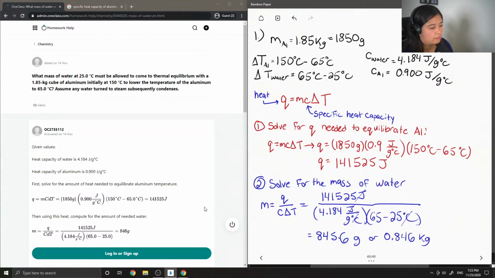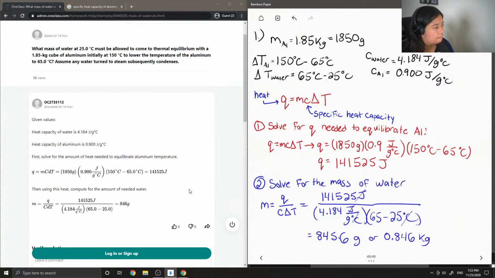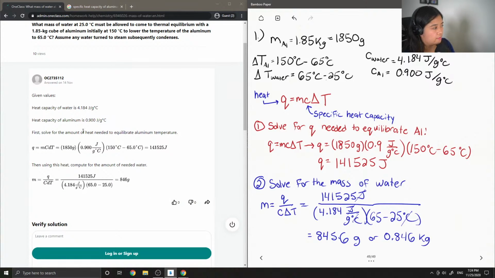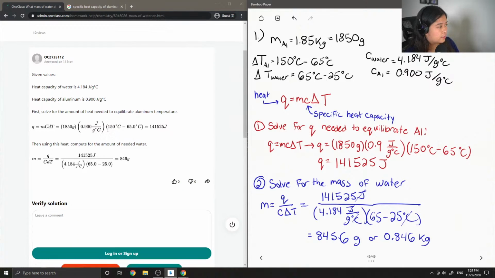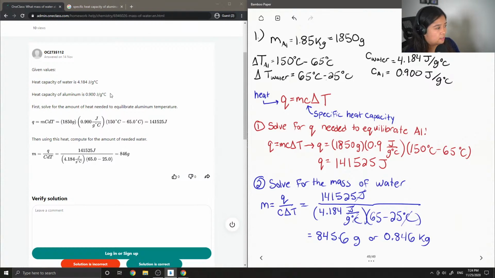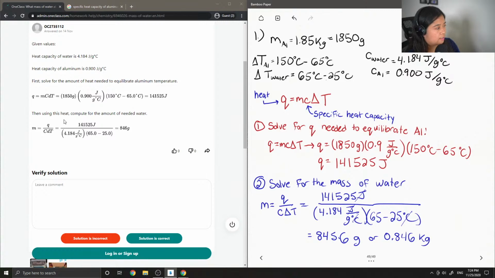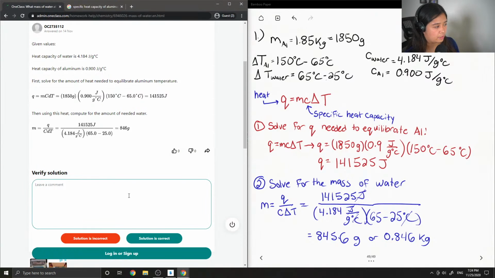Okay, so let's see what the junior tutor said. They have the given values for the different heat capacities of both water and aluminum. First, solve for the amount of heat needed to equilibrate aluminum temperature. And they got 141,525 joules. Then using this heat, compute for the amount of needed water. And they also got 846 grams. Okay, so I can say this solution is correct.